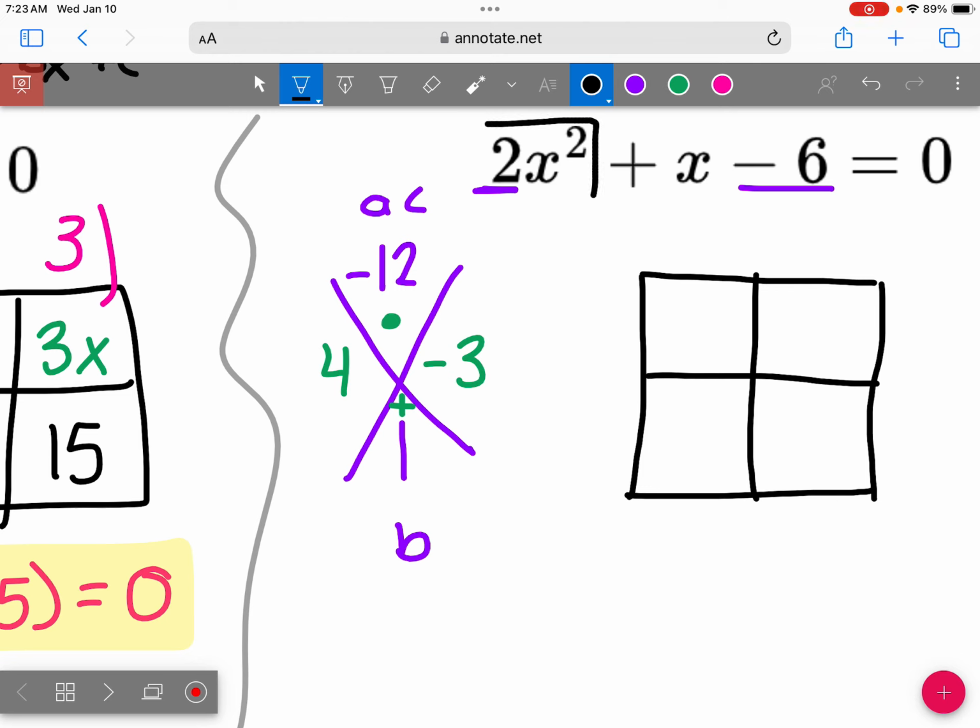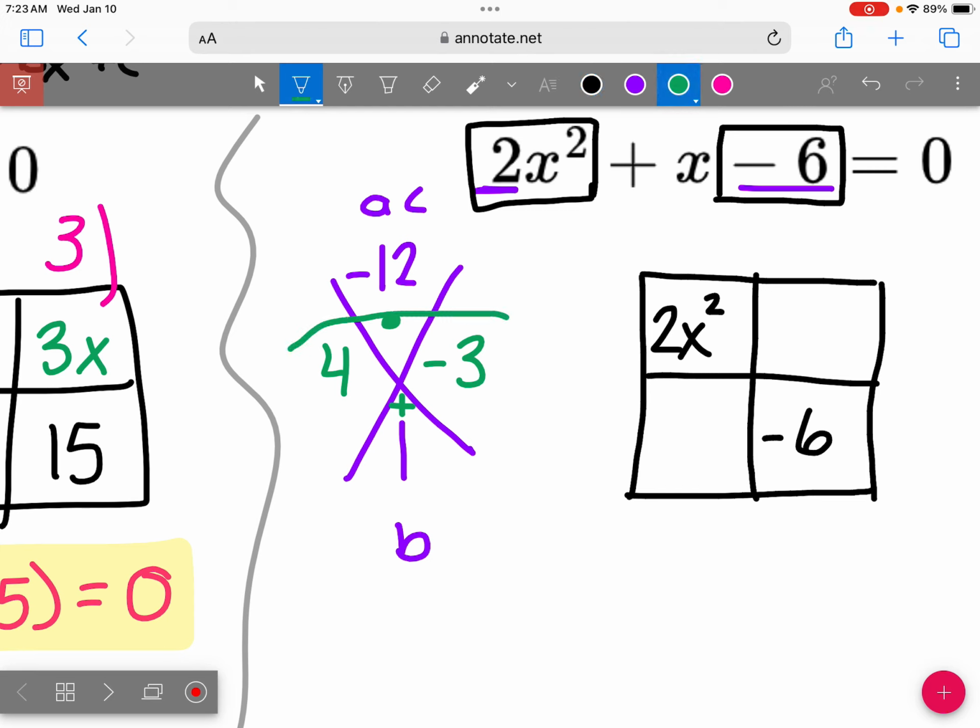Because what we do is we're taking our a term from our equation. So 2x squared. And I use my c term from my equation, that minus 6. The only things that come out of the x frame are these two sideways guys, and they get the middle variable. So we're going to do our 4x and our minus 3x. And I switched them that time so that I didn't always do the same thing.